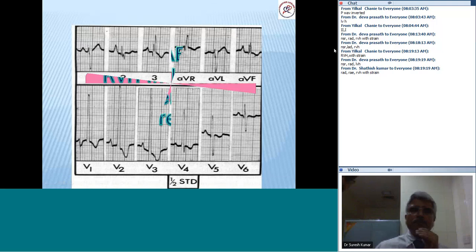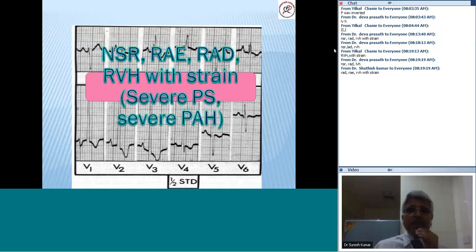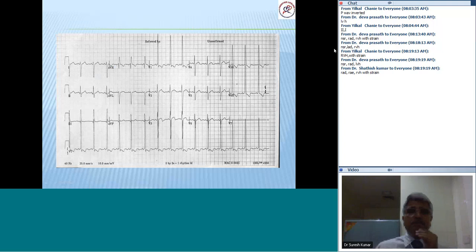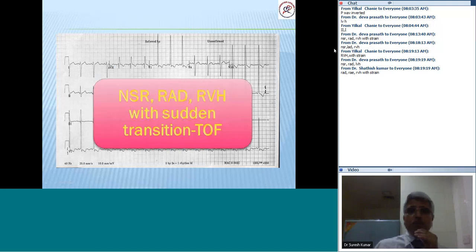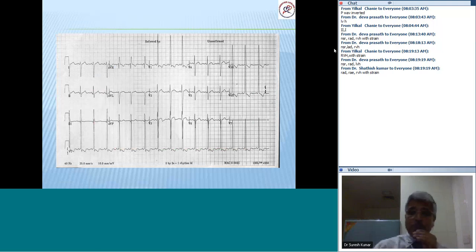So that showed normal sinus rhythm, right atrial enlargement, right axis deviation, RVH with strain, and that could go with severe PS or severe pulmonary arterial hypertension. Let's see this now. So this showed normal sinus rhythm, right axis deviation, RVH, and a sudden transition from V1 to V2. Look at this. This is V1, this is V2.